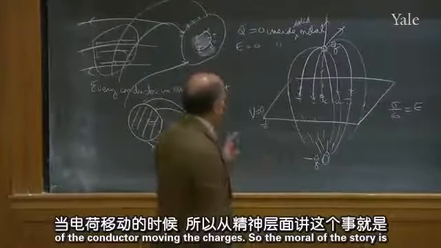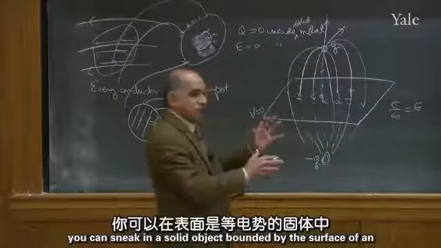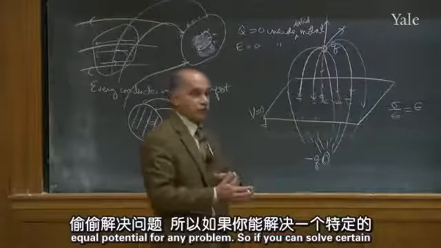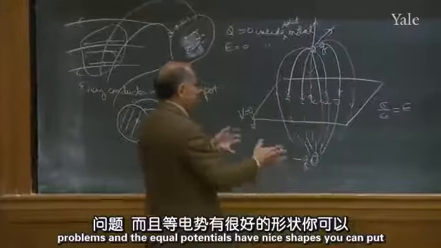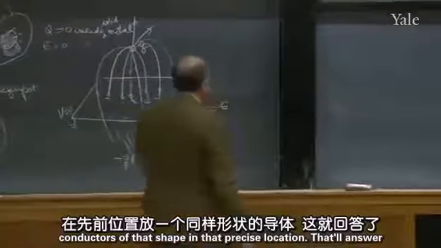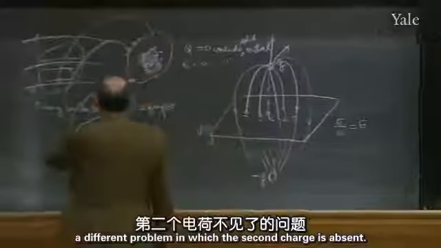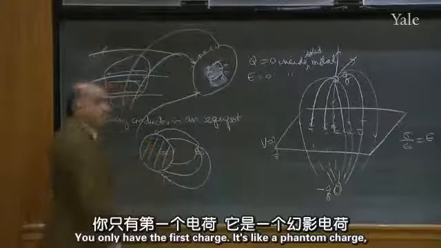So the moral of the story is you can sneak in a solid object bounded by the surface of an equipotential for any problem. So if you can solve certain problems and the equipotentials have nice shapes, you can put conductors of that shape in that precise location. That'll answer a different problem in which the second charge is absent. You only have the first charge. It's like a phantom charge, an image charge.